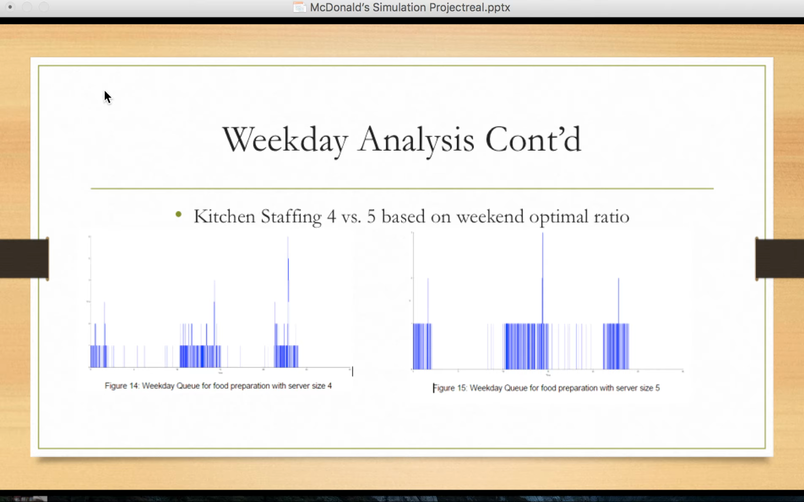And on the right side, we see the simulation run for having 5 staff in the kitchen. At this instance, everything was under 5 in the queue. But we determined that the optimal staffing size is 4 since it's not cost efficient to have 1 more staff allocated to just reduce 1 instance when we only had 6 in the line.